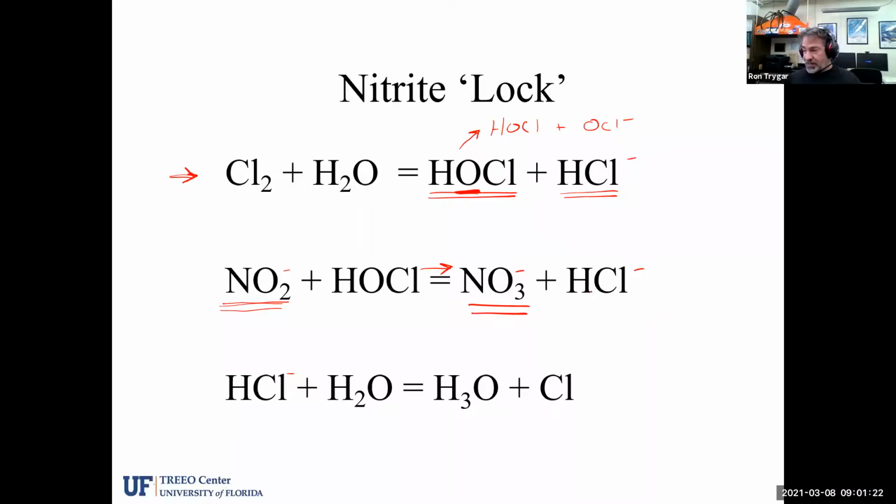The rest of the process happens where hydrochloric acid and water forms hydronium and chloride, which would obviously not be a disinfectant, and we would have hydronium chloride entering the water, which would show us no chlorine residual. So what we ended up doing was using the chlorine to oxidize the nitrite into nitrate. That's kind of the idea of the nitrite lock problem.